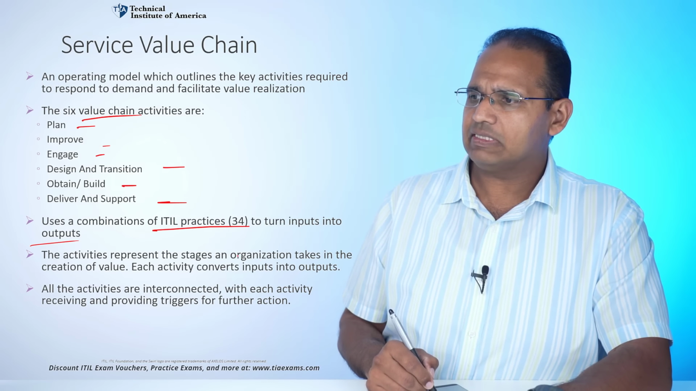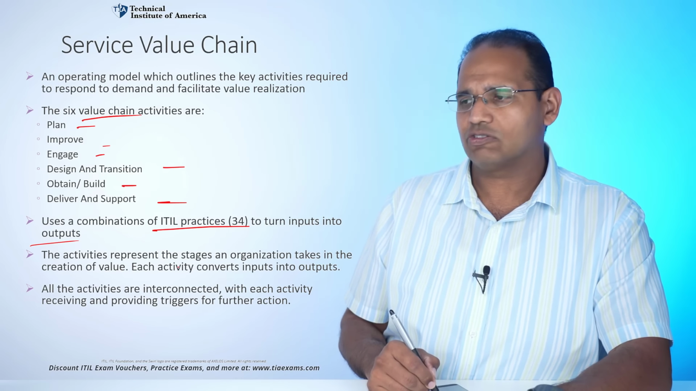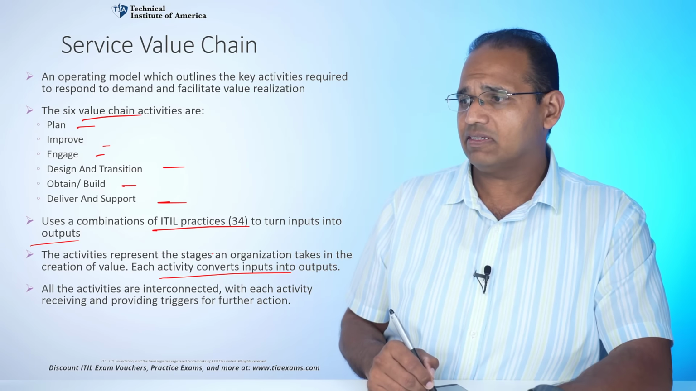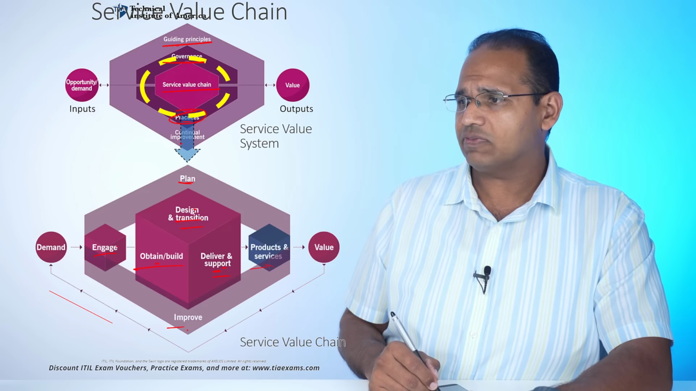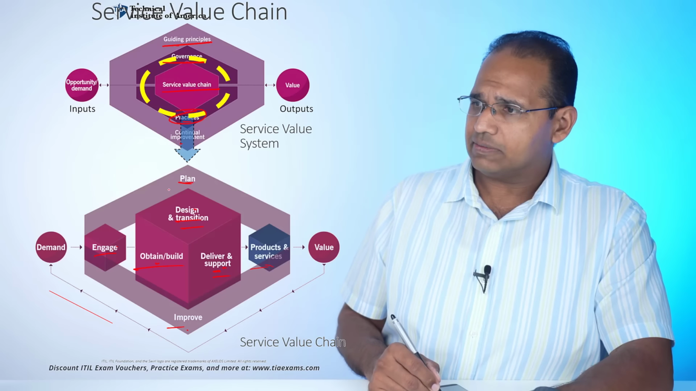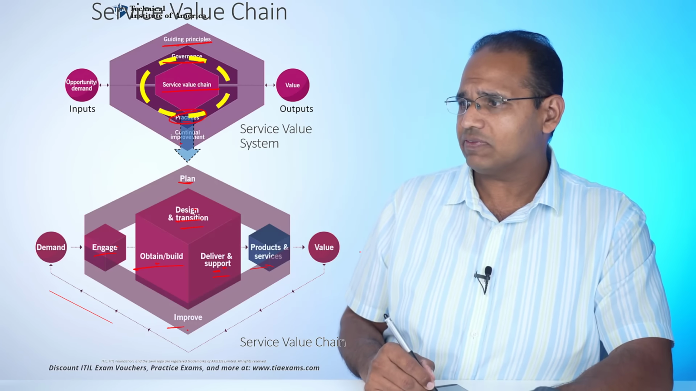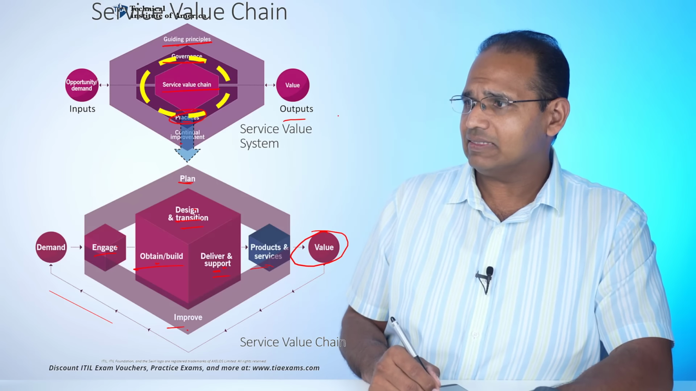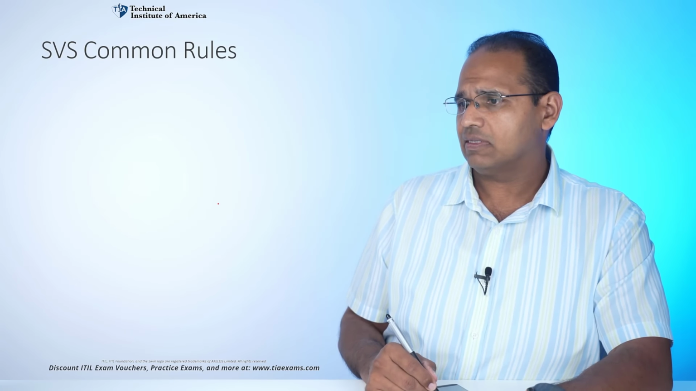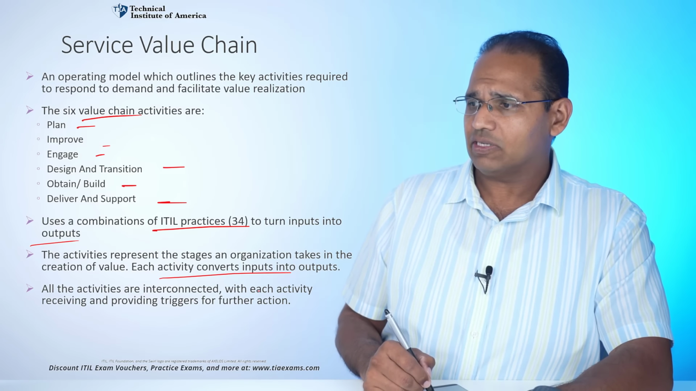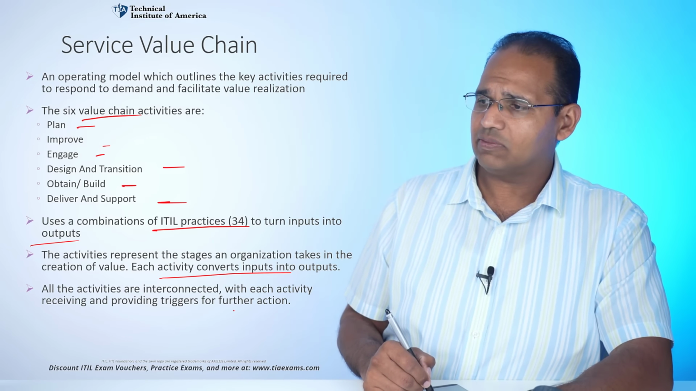The activities represent the stages an organization takes in the creation of value. Each activity converts into outputs. Yes, if you look at the service value system, you'll notice that the output of the entire service value system is value, as is the entire SVS. All activities are interconnected, with each activity receiving and performing triggers from each.